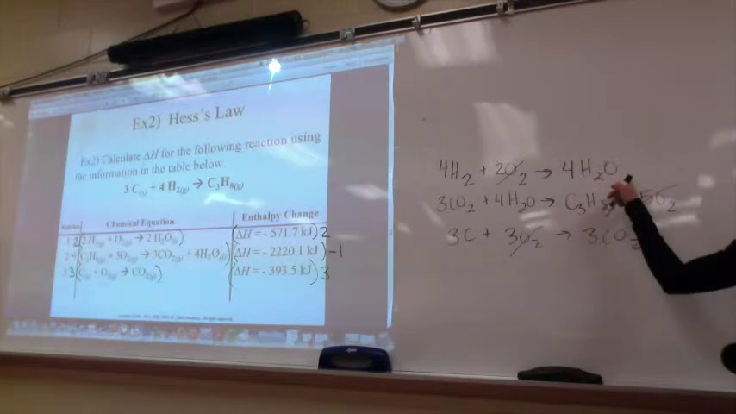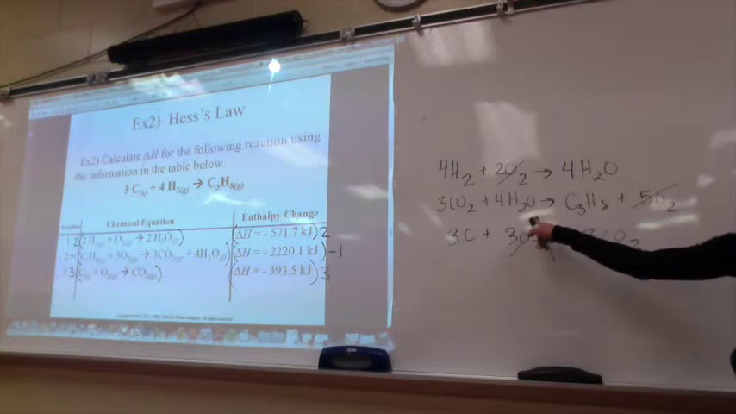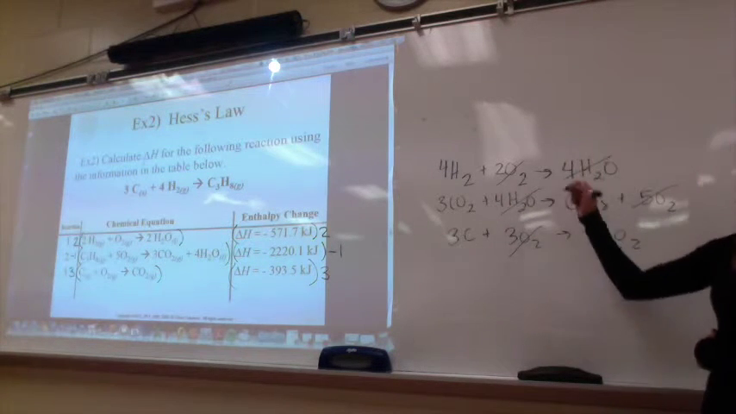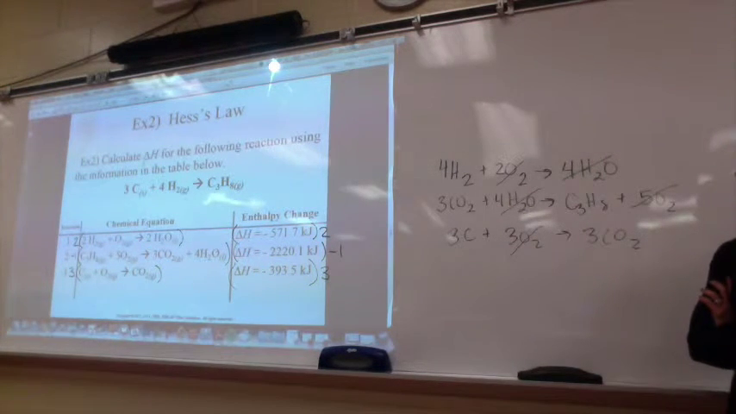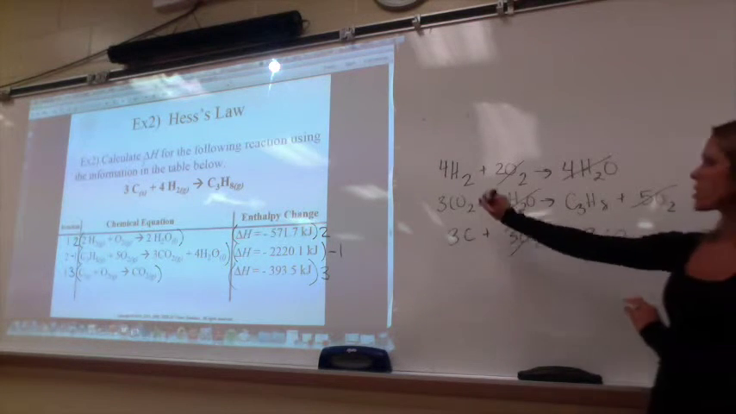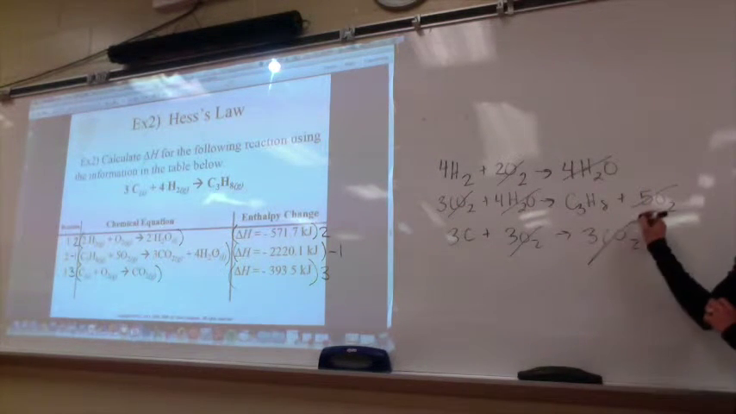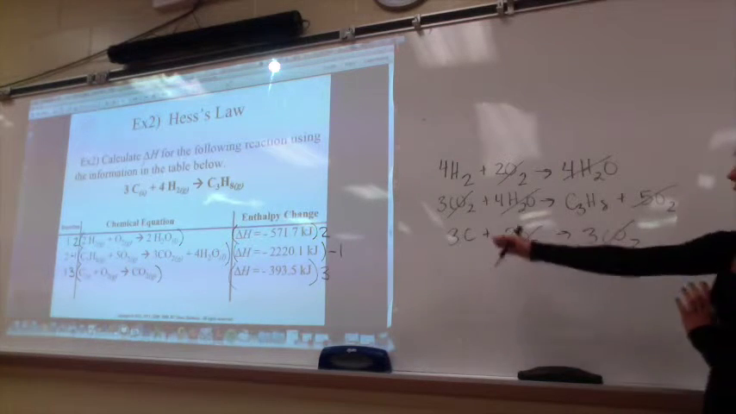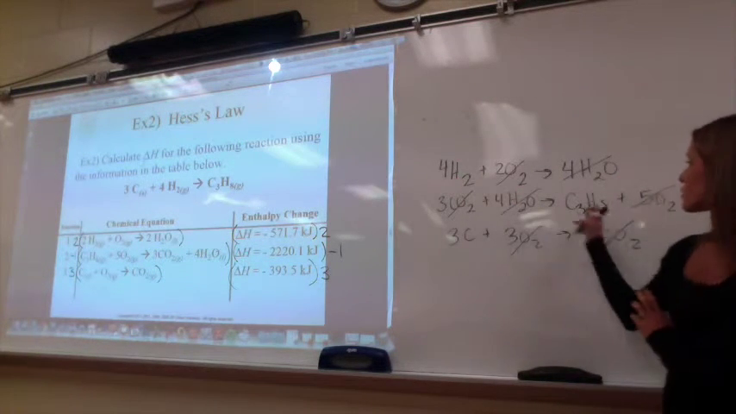I have 4 waters on the right, and I have 4 waters on the left in the second reaction, so I cancel out those. I have 3 CO2s on the left, 3 CO2s on the right, so I cancel those out. And then all that's left is 3 carbons, 4 H2s, and C3H8.